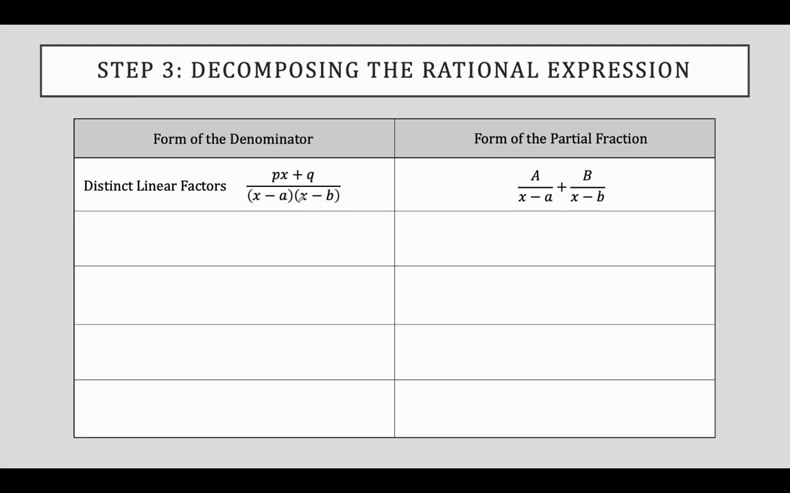All right, so linear factors always have a constant in the numerator. And because we have distinct linear factors, we just have a constant divided by each one of those linear factors.